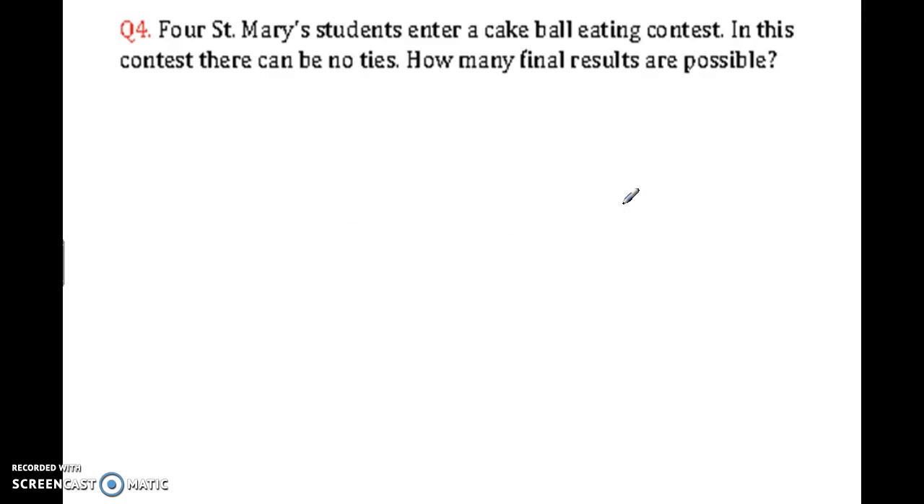Four students enter a cake ball eating contest. There can be no ties. How many final results are possible? There's only 4 students, so we've got 4 spots here. How many students could get first place in this contest? There's 4 options. Once you've decided first place, there's only 3 options left. And then 2 options left after that, and then 1. And 4 times 3 is 12, times 2 is 24.